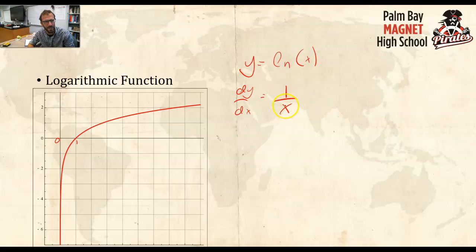This actually makes sense, because as x gets closer and closer to 0, this number will get bigger and bigger. And think about it, this is a crazy high slope here, it's almost infinitely big, right? And then as x goes off to infinity, then 1 over infinity is basically 0, so the slope's going to get closer and closer to 0. And that is all you need to know about that. So there's the derivative of the natural log.